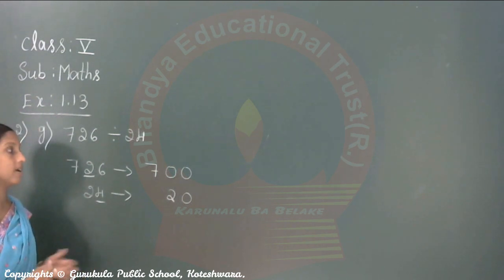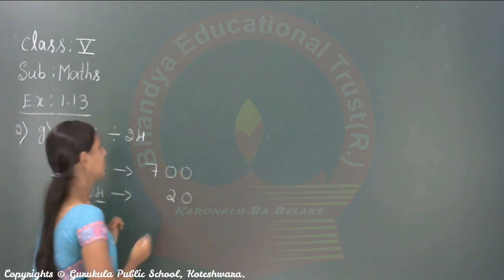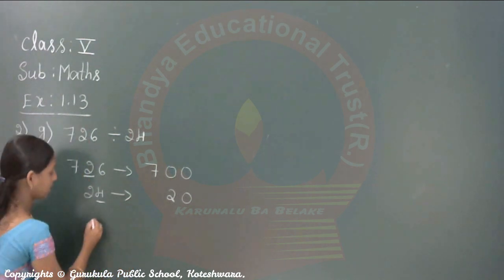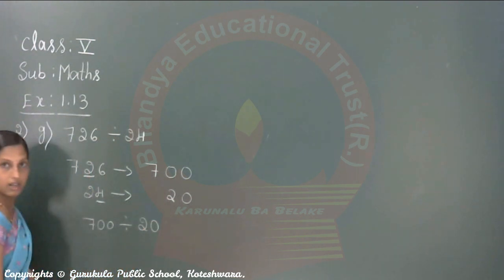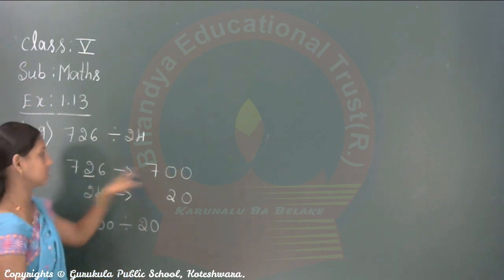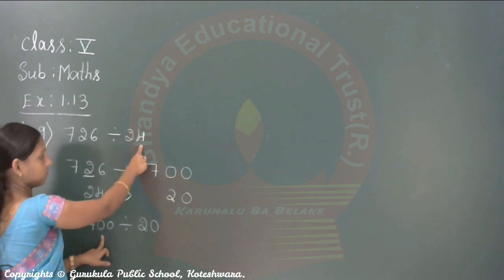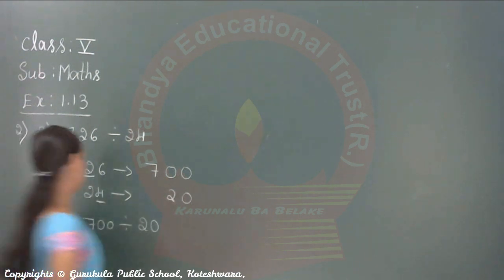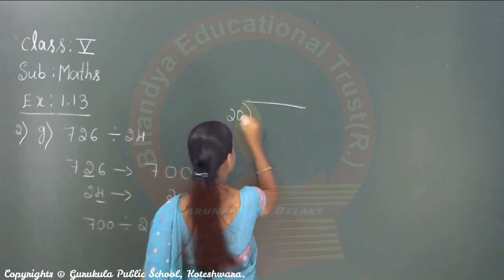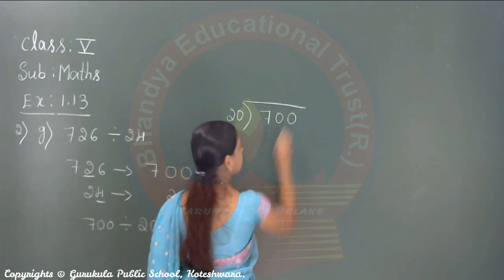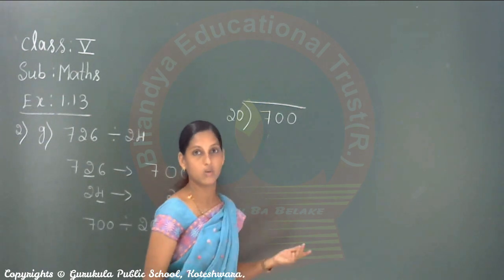Now we have to divide it. Use the long division method. 726 divided by 24 means it will be 700 divided by 20. It will become like this. In place of 726, 700 I have written, and in place of 24, 20. Use the long division method. 20 is the divisor, 700 is the dividend.